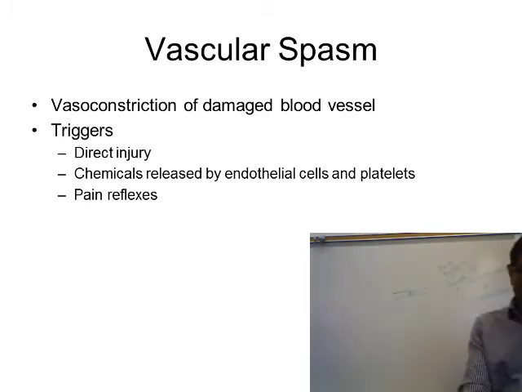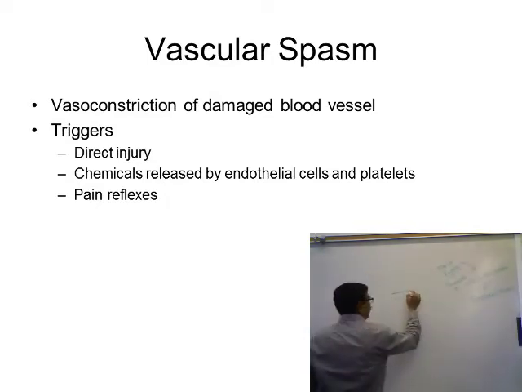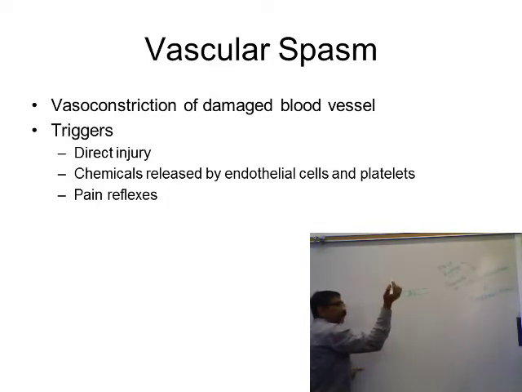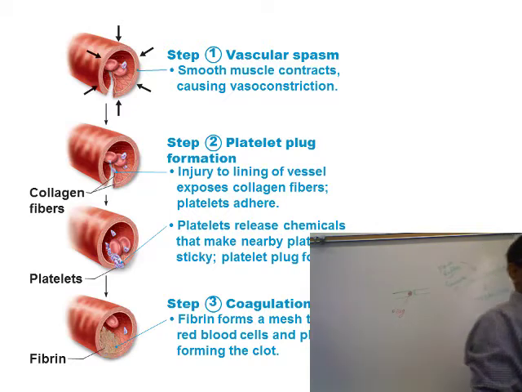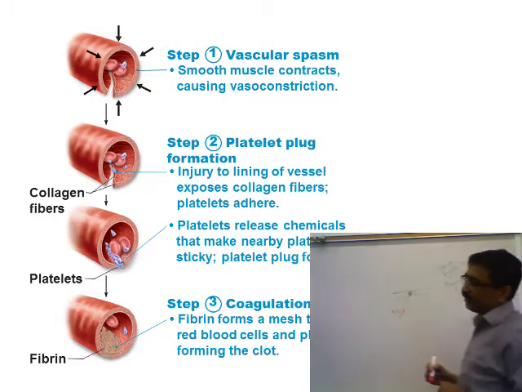Next, what happens? Since the area is rough here, I told you before, platelets love to get attached to the rough surface. So, platelets will start to get attached and form a plug. That is step 2, to seal the opening. And then the last step is coagulation.